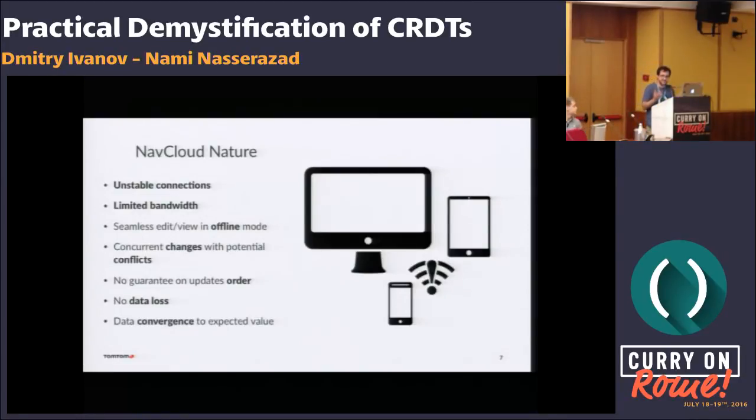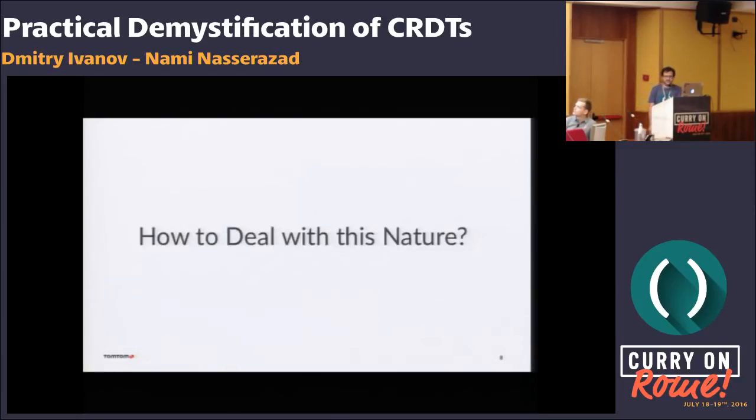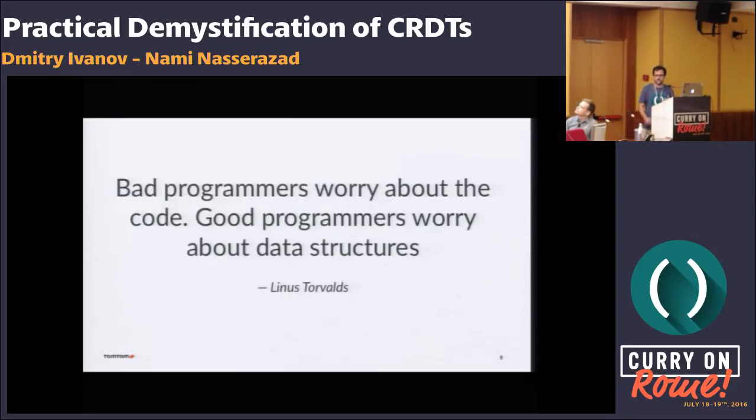The result of this is to have changes which are concurrent, and those changes can be in conflicting states. Of course, in a distributed system, there is no guarantee for the order. The user doesn't expect any data loss, and expects that the data converge to the state that he most probably expects. How to deal with this nature? Of course, you can build a lot of logic all over the place to handle this. I doubt it, and even if you are able to do that, it will be really unmaintainable code. But as Linus Torvalds said, actually, good developers mainly solve the problem.